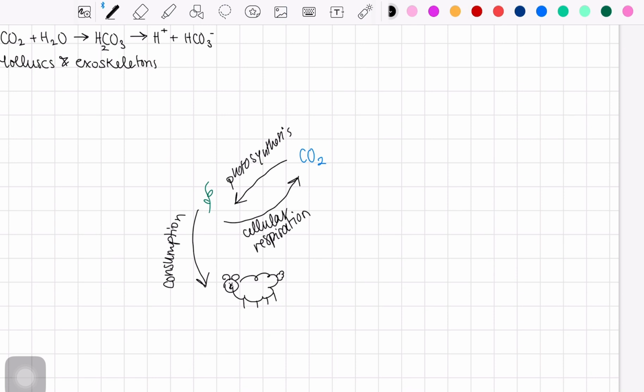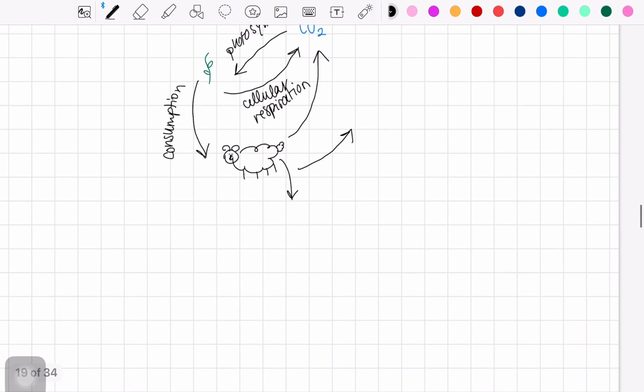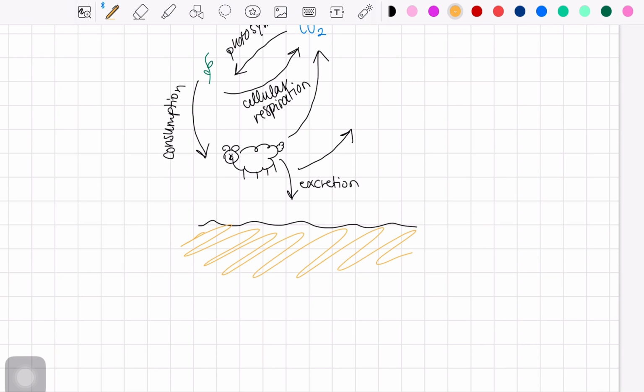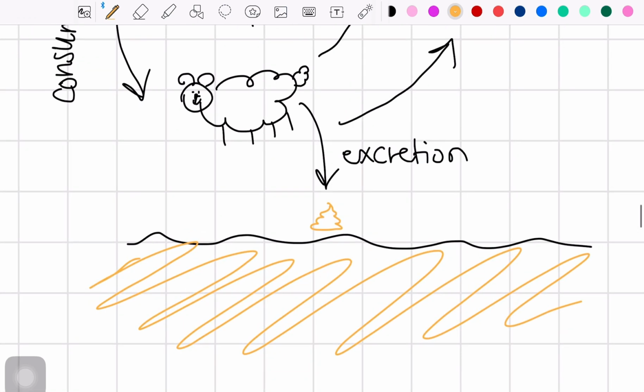Okay, and now the sheep is also going to do cellular respiration, and the carbon dioxide shall return back to the environment where it belongs. And then this sheep is going to die. And here the sheep does excretion. So the excretions of the sheep are going to return back to the soil down here. This is its little excretion. It's going to return back to the soil, and this also contains carbon.